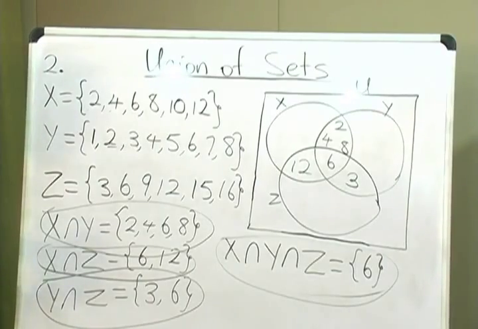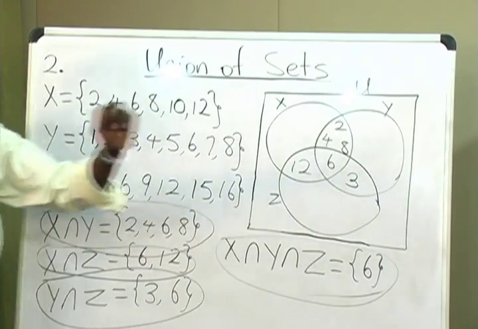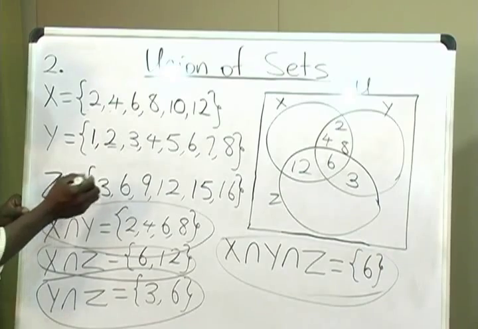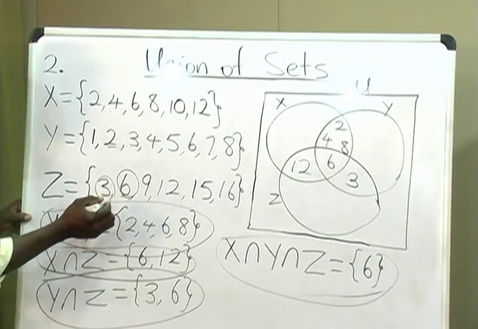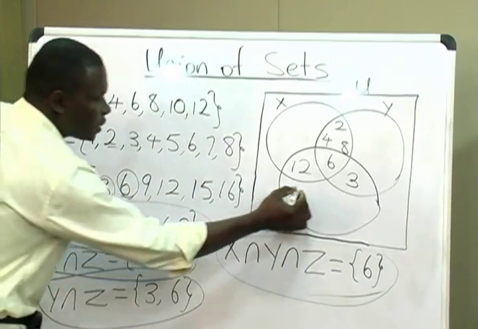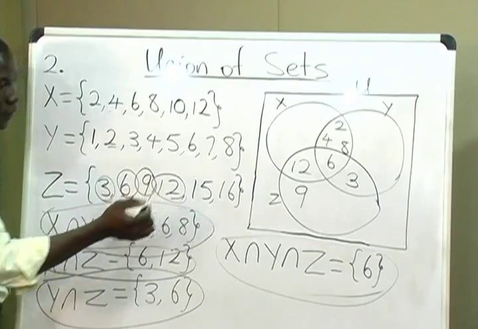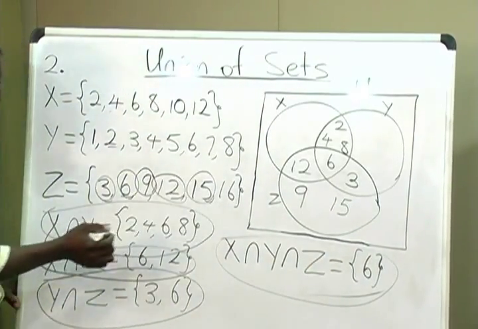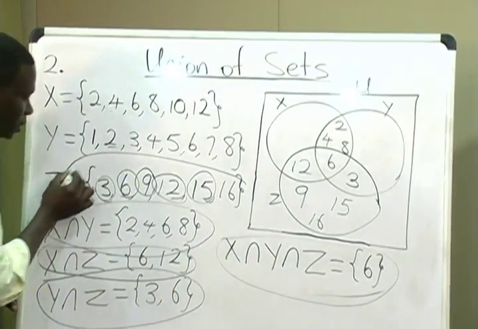We're working our way up now with Z. Now we need to look at Z here, this loop, to see what are the elements we already have on the diagram. Do we already have 3? Yes, sir. 6? Yes, sir. 9? No, sir. So we have to list 9. What about 12? Yes, sir. 15? No, sir. So we list 15. 16? No, so we list 16. And we finish with this set here now.